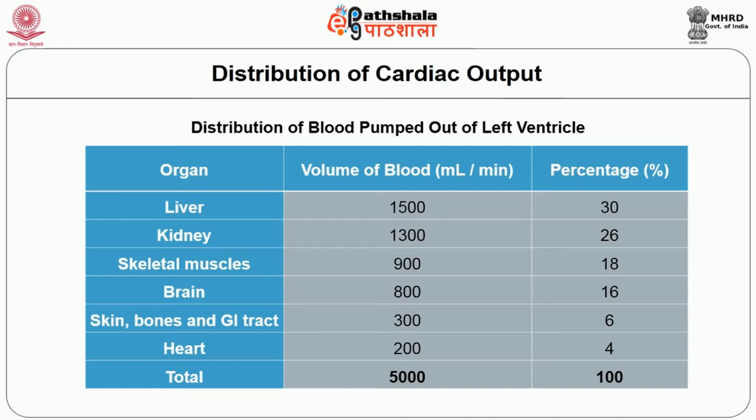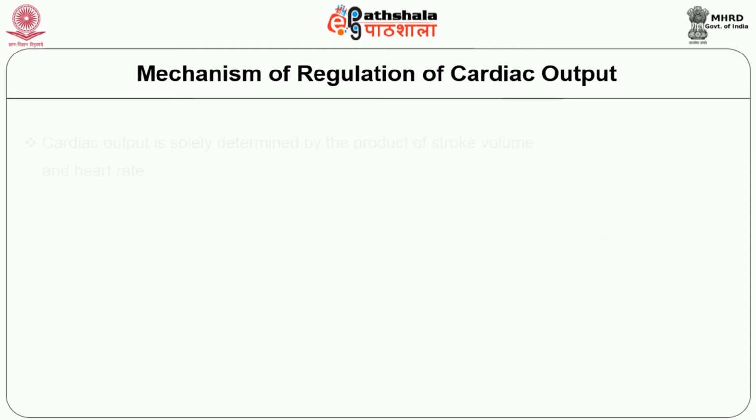Skin, bones and gastrointestinal tract receives 300 ml per minute, that is 6% of the cardiac output. And as mentioned already, the heart receives the least cardiac output, namely 200 ml, that is only 4%. Now we will see the mechanism of regulation of cardiac output.